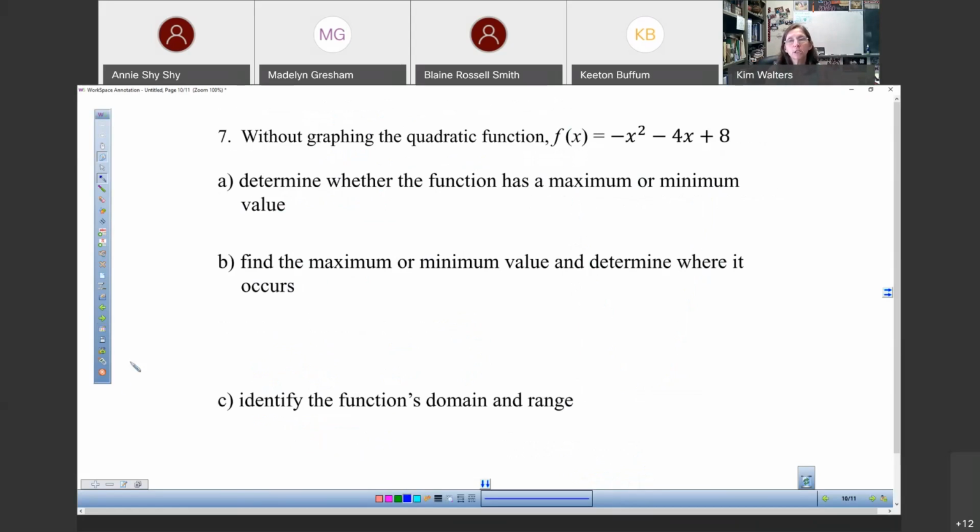The first thing we want to do is determine whether the function has a maximum or a minimum. The second part says find the maximum or minimum value and determine where it occurs. A little bit different question. And then finally, we're identifying the domain and the range.